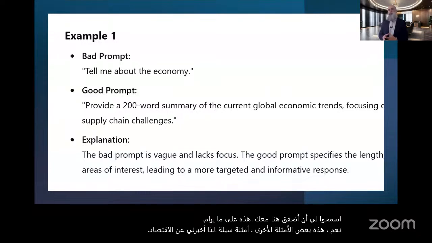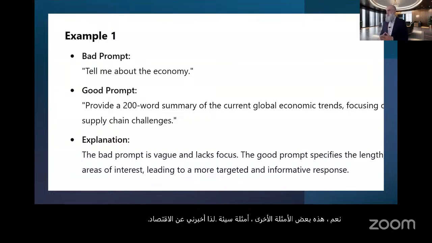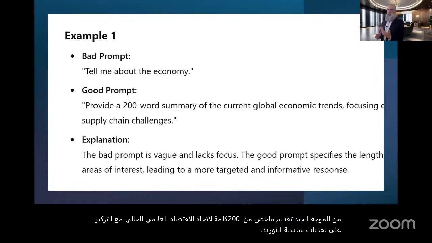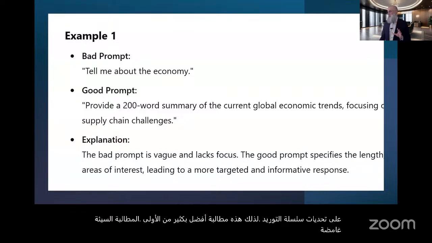A good prompt would be: provide a 200-word summary of the current global economic trend, focusing on the supply chain challenges. So this is a much better prompt than the first one. A bad prompt is vague, so it's not precise. It lacks focus, and the good prompt is always specific, as we've seen in the three that I gave you. So this is one example.